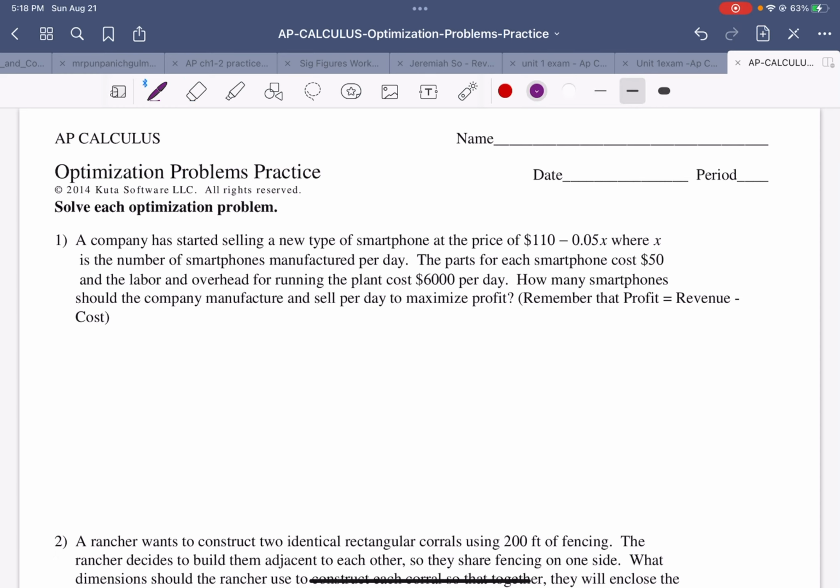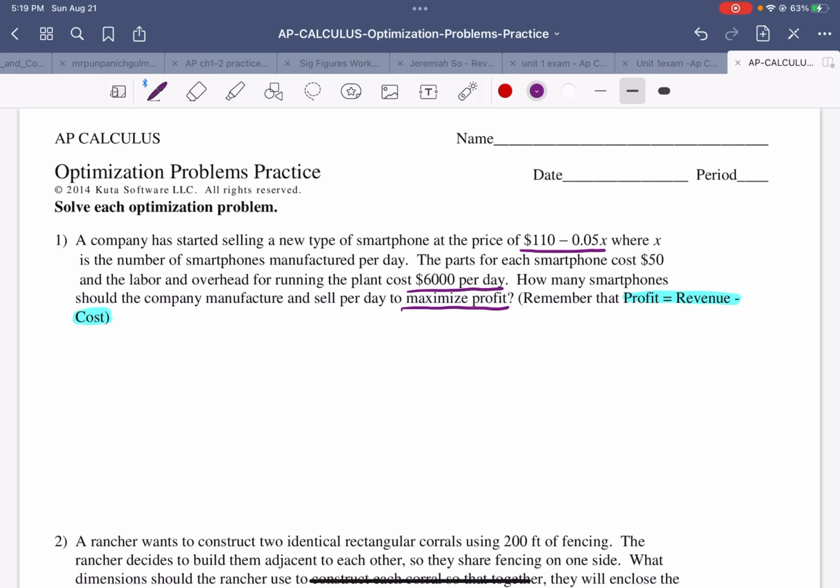A company has started selling a new type of smartphone at the price of, this is the price of cell phone. X is the number of smartphones manufactured per day. The parts for each smartphone cost $50. The labor and overhead for running the plant cost $6,000 per day. So how many smartphones should the company manufacture and sell per day? Maximize the profit. And they gave you what the profit is. Profit is revenue minus cost.